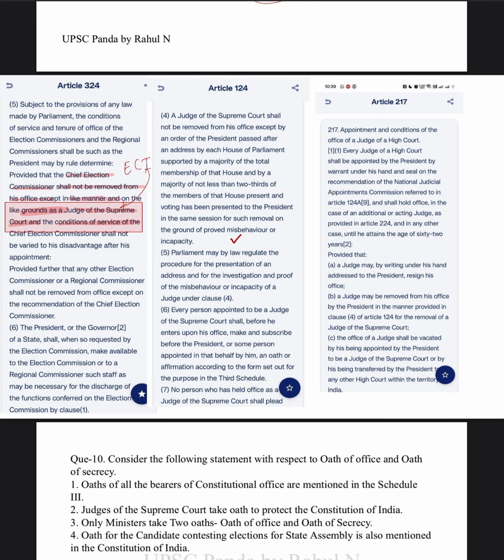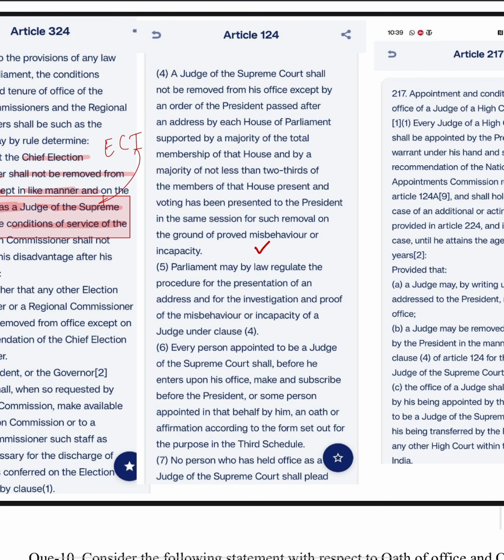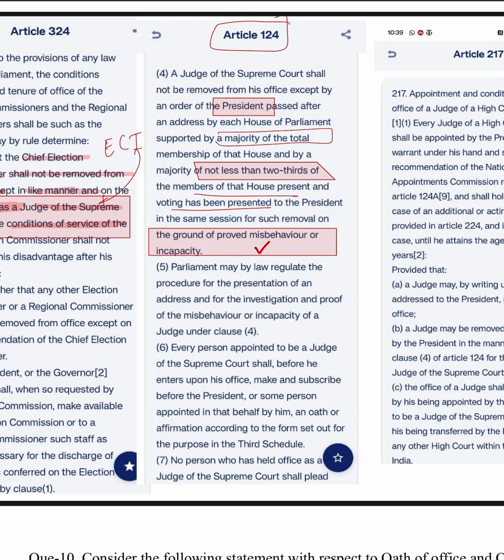सुप्रीम कोर्ट का जज कैसे रिमूव होता है? That is written in Article 124 कि प्रेसिडेंट उसे रिमूव करेगा, but it must be by not less than 2/3 majority of members present and voting. उसके बाद proved misbehaviour and incapacity. ठीक है, so this is the case, and this majority of the total membership means ये 50% plus 1 and 2/3 of present and voting.